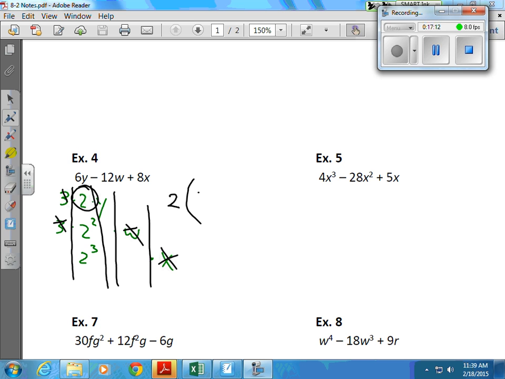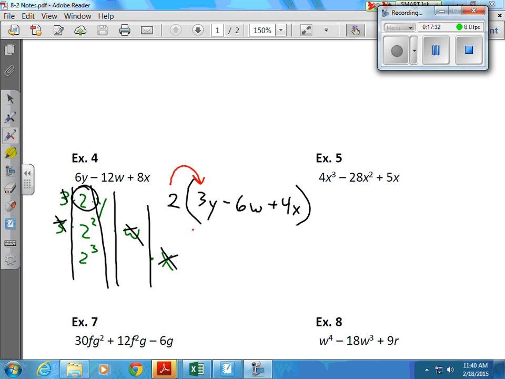6y divided by 2. Negative 12w divided by 2. Positive 60. And 8 divided by 2. So check your distribution. Go back through and check.